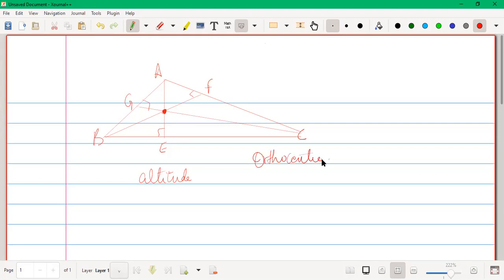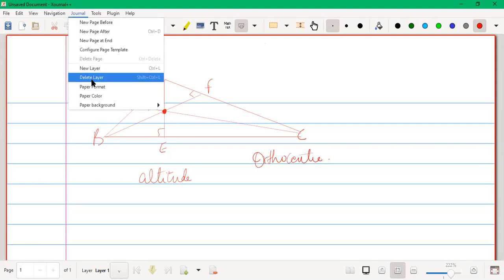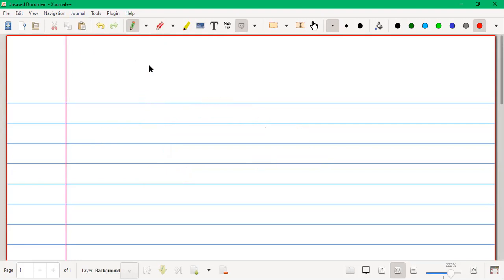So everything is clear so far? No doubts, right? Then we also did one thing, that the sum of all the angles of a triangle, angle A plus angle B plus angle C, is 180 degrees.